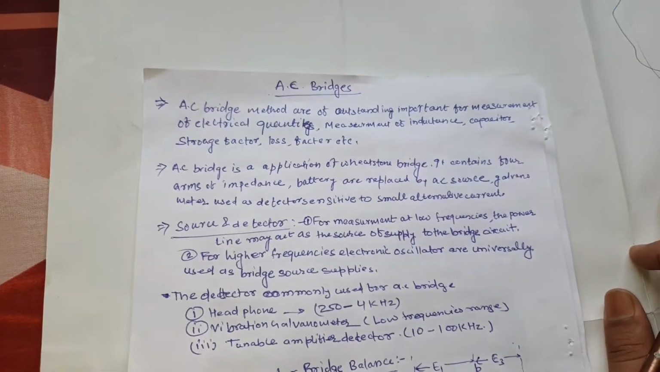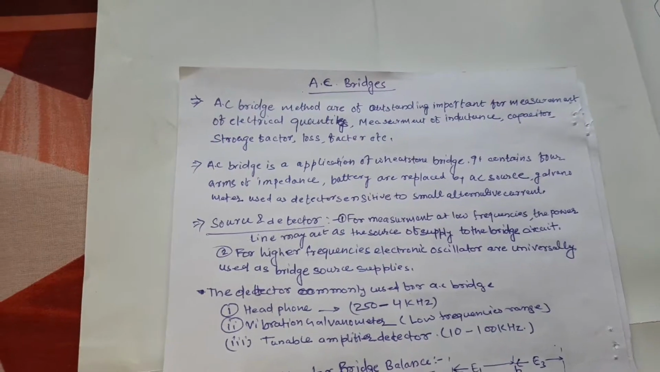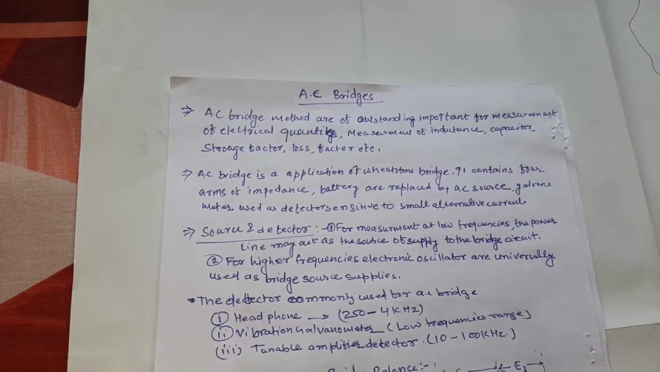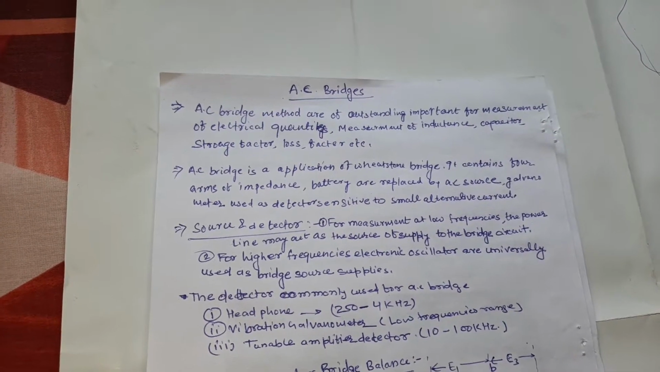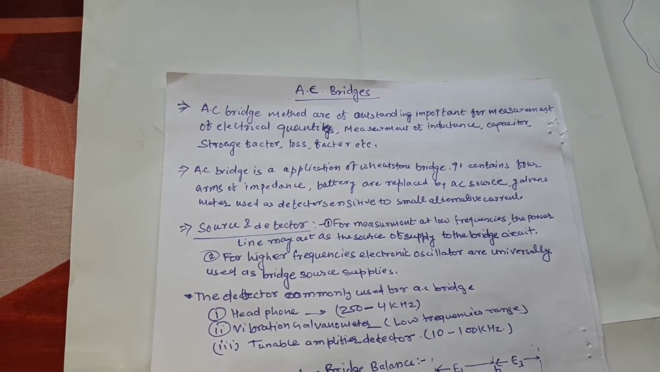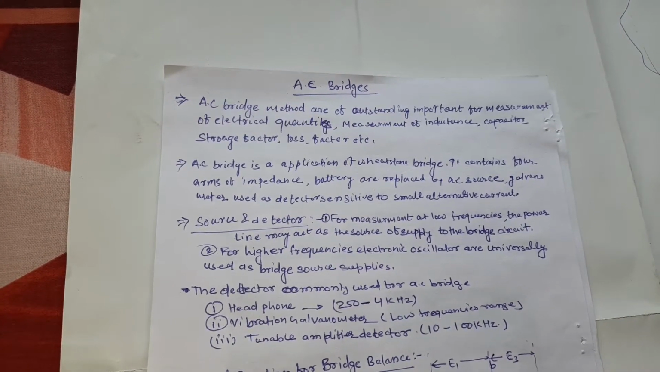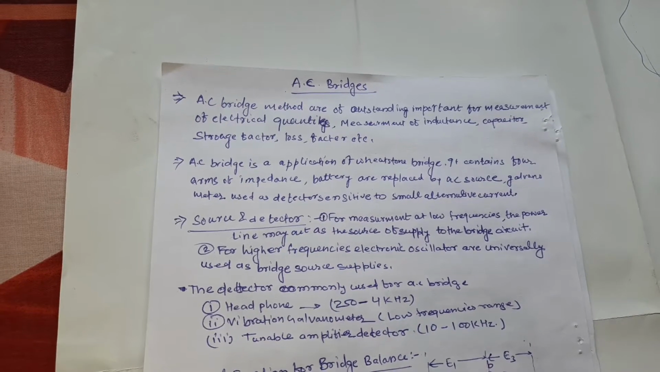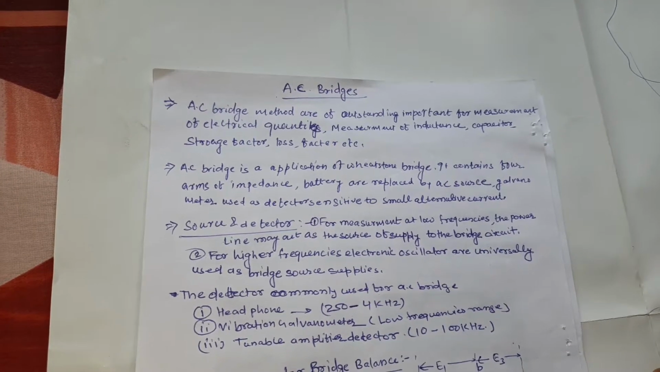Today I start AC bridge. AC bridge is mainly used for the measurement of inductance, mutual inductance, capacitance, and frequency. It is an application or modification of the Wheatstone bridge for the measurement of AC quantity, that means self inductance, mutual inductance.